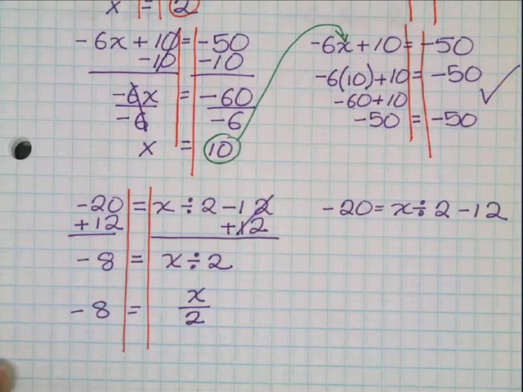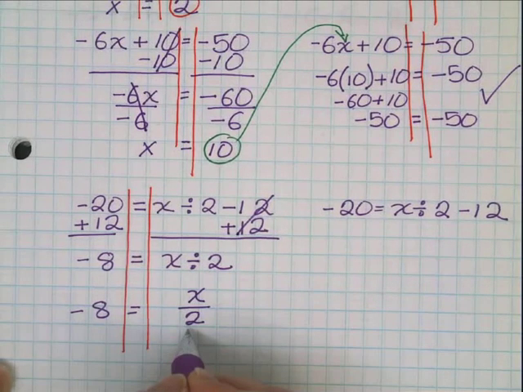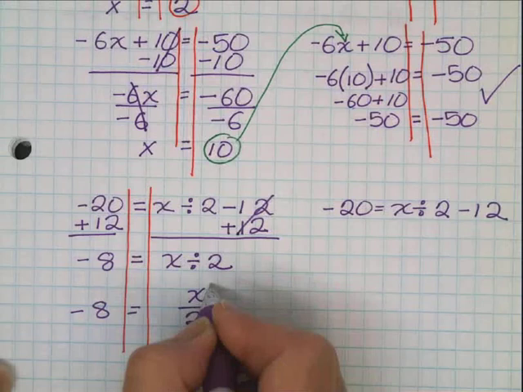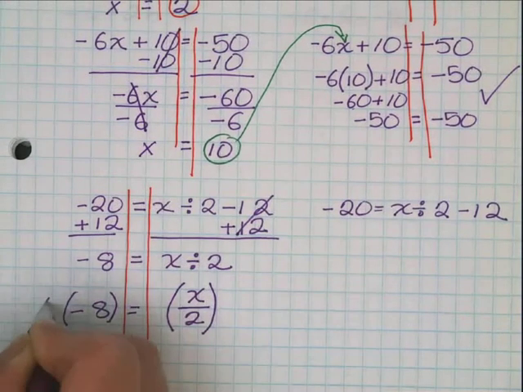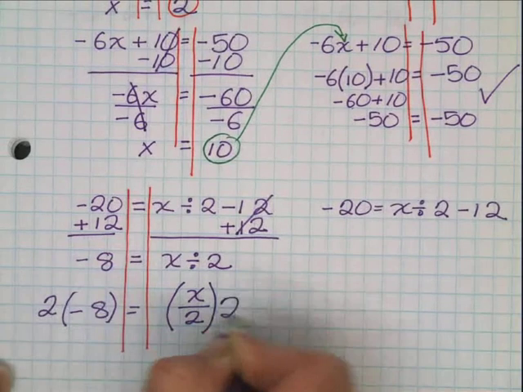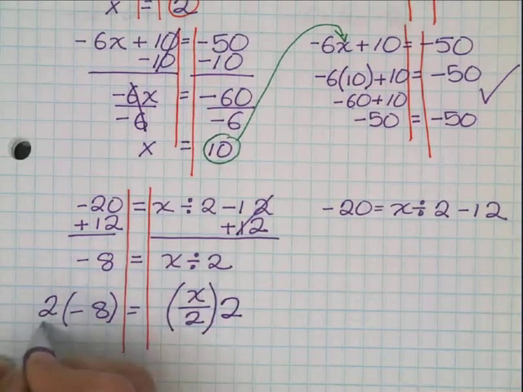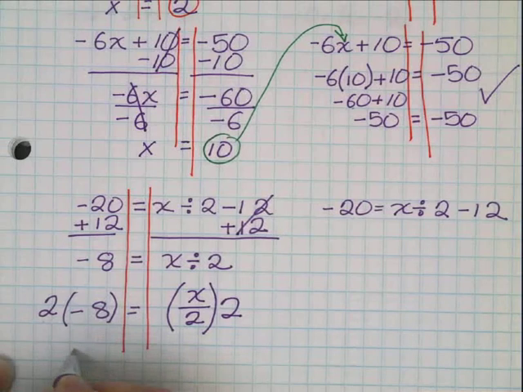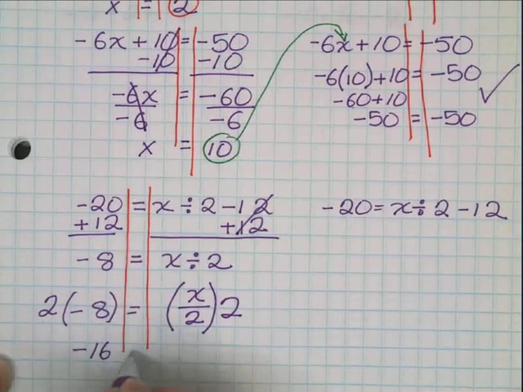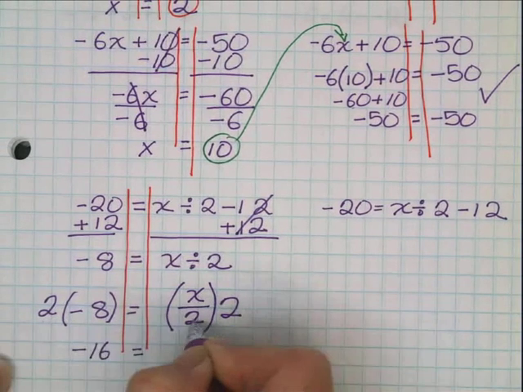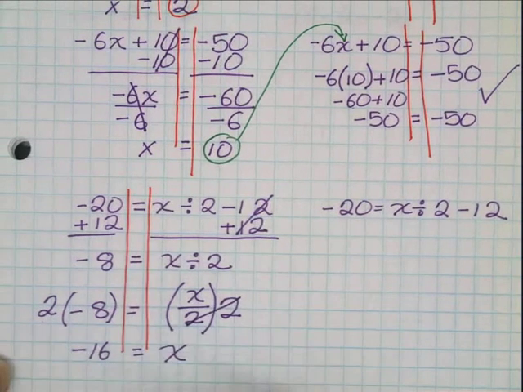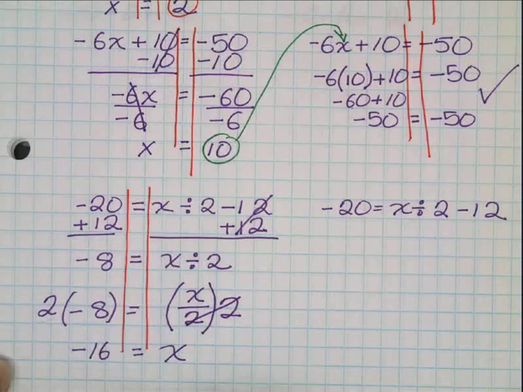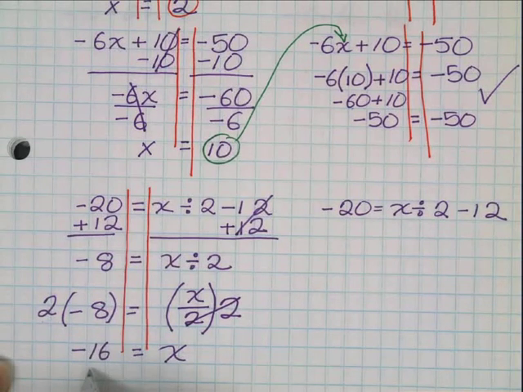The next thing I'm going to do is the opposite of divide by 2, which is multiply by 2. I show multiply by 2 by drawing parentheses and putting the 2 in front. Well, 2 times negative 8 is negative 16. 2 divided by 2 is 1, leaving the x by itself. And now I have my answer of x equals negative 16.